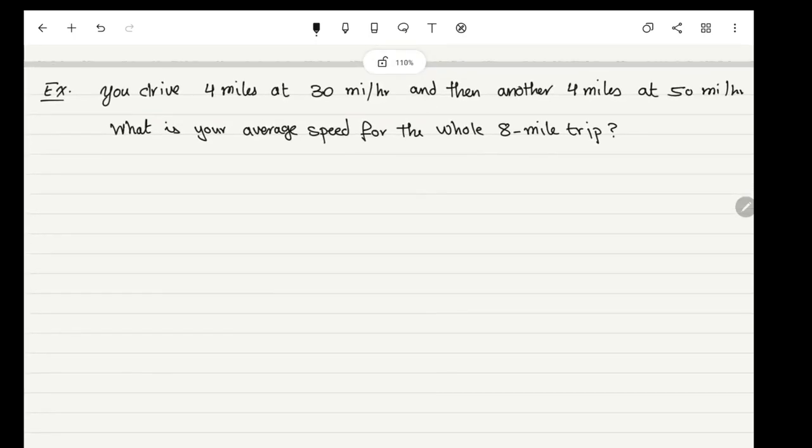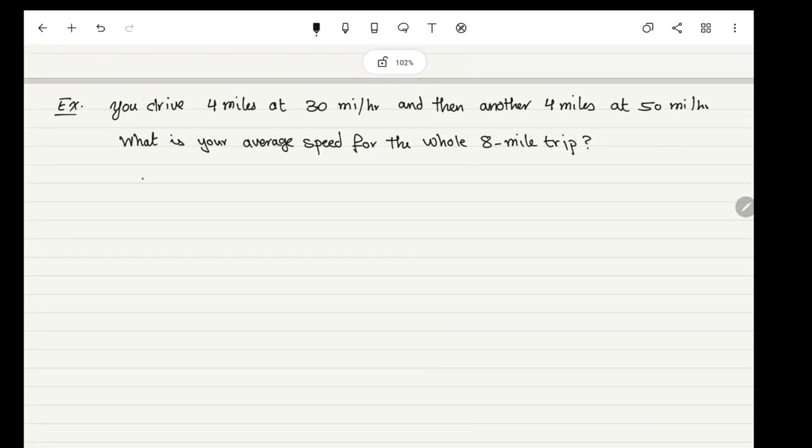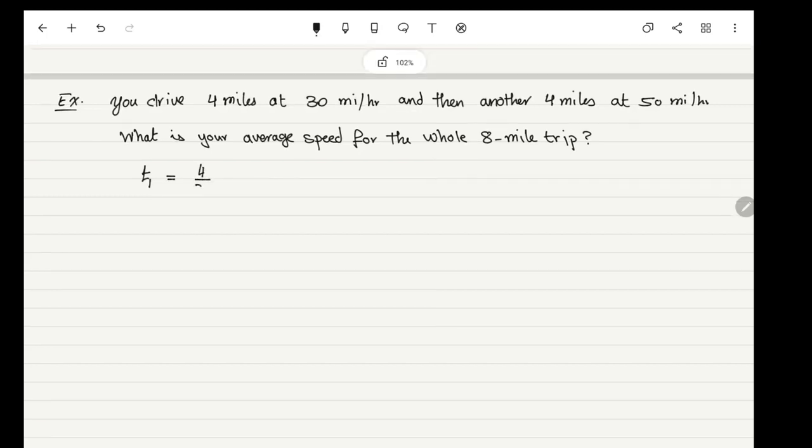So for the first part, T1 is equal to the distance 4 divided by 30, while T2 for the second part of the trip is equal to 4 divided by 50. Now the average speed in this case is equal to the total distance, 4 plus 4, divided by T1 plus T2. And while doing the math, the answer is almost 30 miles per hour.